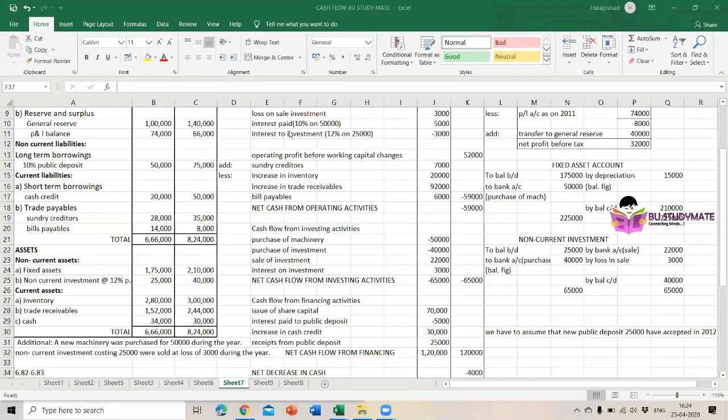Because interest paid is a non-operating item, no? So we have to write that one. In the financing activities, while this cash is going out, we have to write the entry, interest paid to public deposit. Remember that interest paid we have to write two times. In the operating activities, we write interest paid as a positive, but in the financing activities, as cash is going out, we have to write it as negative, meaning negative 5,000 rupees.